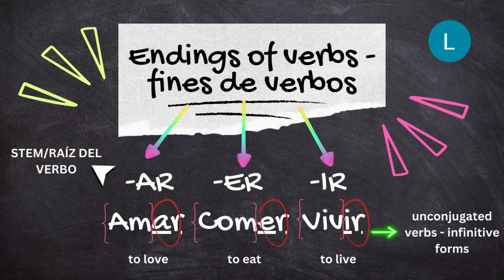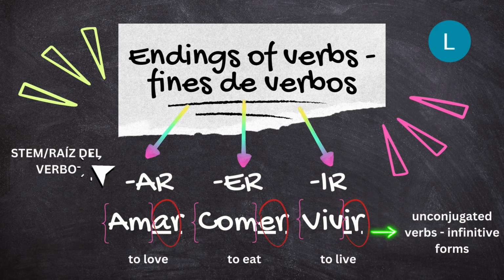Okay, so these are endings of verbs. In Spanish, we call them fines de verbos. It also has other fancy names, but we don't really need to know that right now. We can just call them fines de verbos, endings of verbs. In Spanish, there are only three of them. AR, ER, IR. That's it. No OR, no UR. That way you can recognize most of these most of the time.